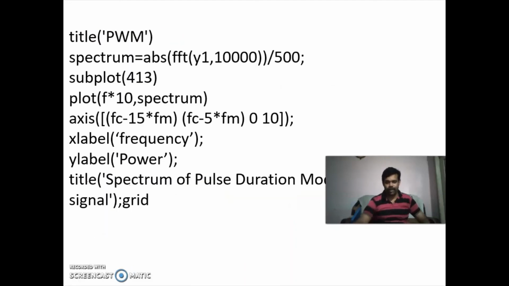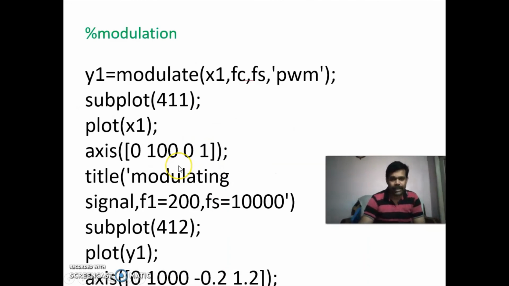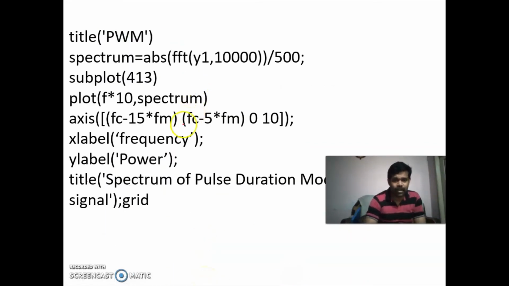Okay, in the second subplot we are drawing the modulated signal, and in the third subplot we are drawing the spectrum. Here we are defining the axis for plot x1, similarly plot y1, and for the spectrum we are defining the axis. Okay, we are defining the axis and we are getting the output.